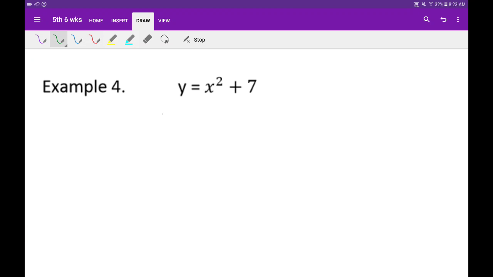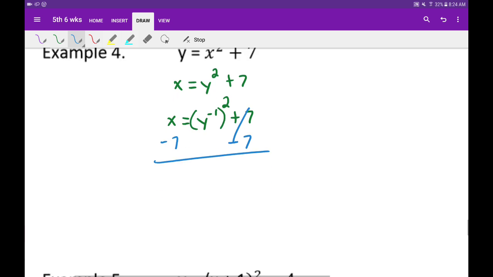Okay, so again, first step, switch x and y. So y becomes x, and x becomes y. Now we've got to make this y inverse, so I'm going to write it a little different: y to the negative 1 for inverse, then square it, minus 7. Okay, now I'm going to subtract 7 from both sides, and then we get x plus 7 equals y inverse squared.